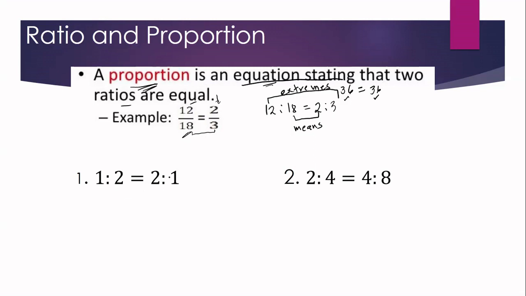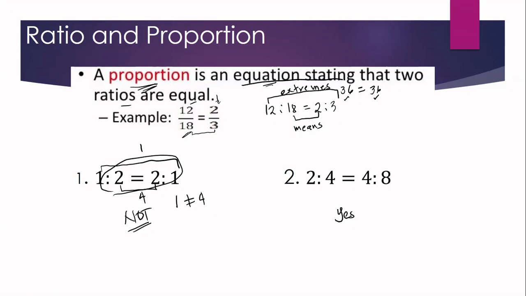Now, let us consider this. If I have 1 is to 2 equals 2 is to 1, is the equation a proportion? This is not a proportion because if we get the product of the extremes, 1 times 1, that is 1, and the product of the means, 2 times 2, that is 4. And obviously, 1 is not equal to 4. So this is not a proportion. How about the second one? 2 is to 4 equals 4 is to 8. Is it a proportion?